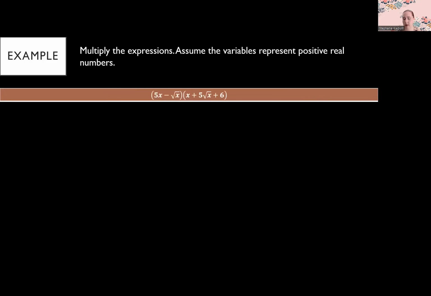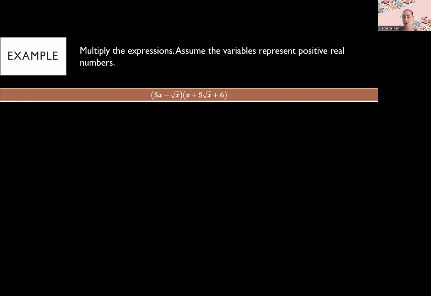Okay, and then this is my last one. I knew this one was going to take up space, so at least I didn't try to put 2 on this one. We've got 5x minus the square root of x, so that's 2 things. But now we're multiplying by 3 things, x plus 5 square root of x plus 6. So this is not FOIL.